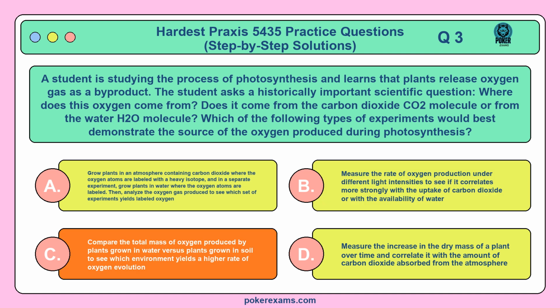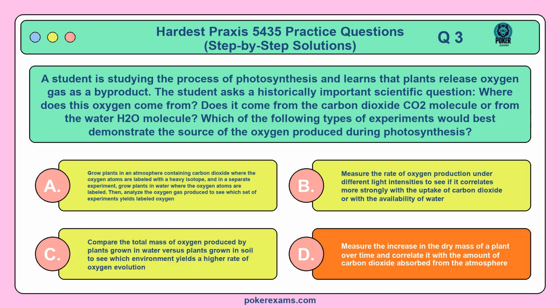C. Compare the total mass of oxygen produced by plants grown in water versus plants grown in soil to see which environment yields a higher rate of oxygen evolution. Or D. Measure the increase in the dry mass of a plant over time and correlate it with the amount of carbon dioxide absorbed from the atmosphere.